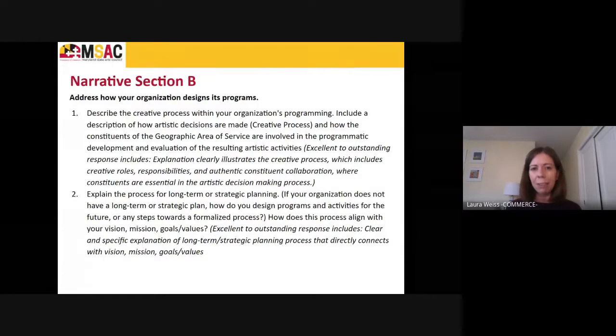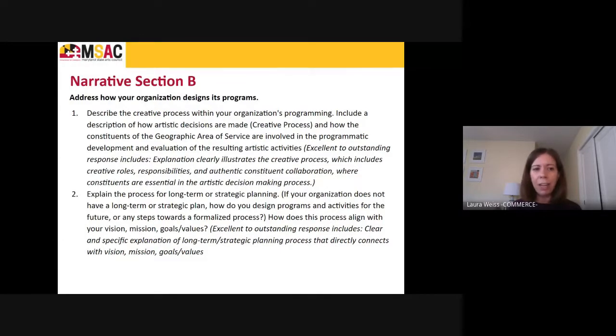So again, like Emily said, this is harkening back to that identified geographic area of service from before. The excellent to outstanding response here includes an explanation that clearly illustrates the creative process, which includes creative roles, responsibilities, and authentic constituent collaboration, where constituents are essential in the artistic decision-making process.